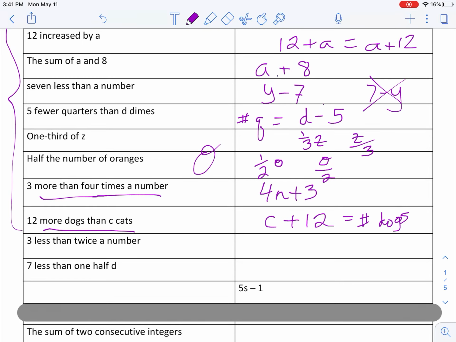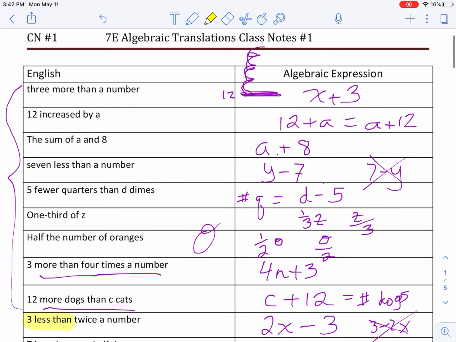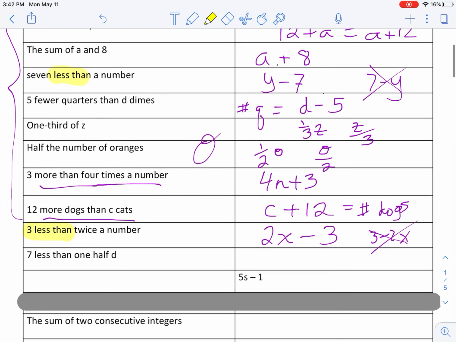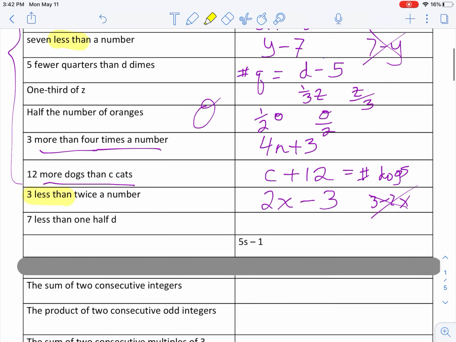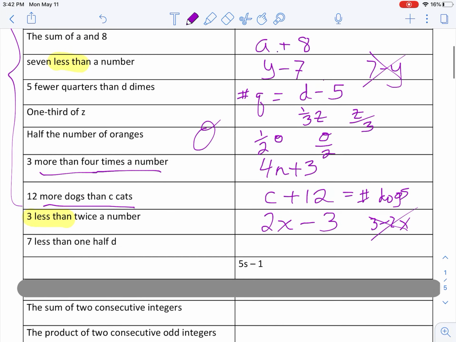3 less than twice a number. So I'm going to take 2 times some number, and then I need to take 3 less than that. Notice that is not the same thing as 3 minus 2x, so you have to be really careful of that. It's important to definitely check these ones that contain less. Those are very important, and it has subtraction, so the order actually matters. Again, 7 less than half of d, so 1/2 of d minus 7.